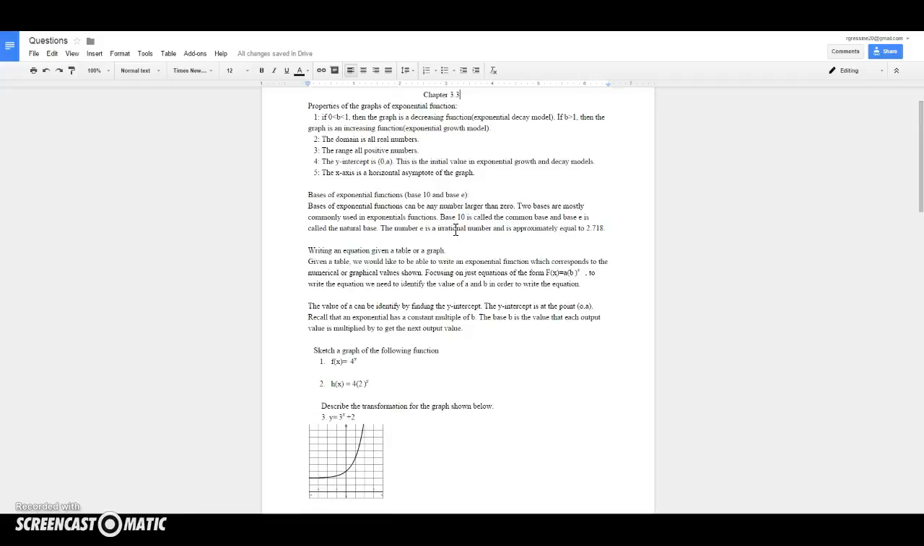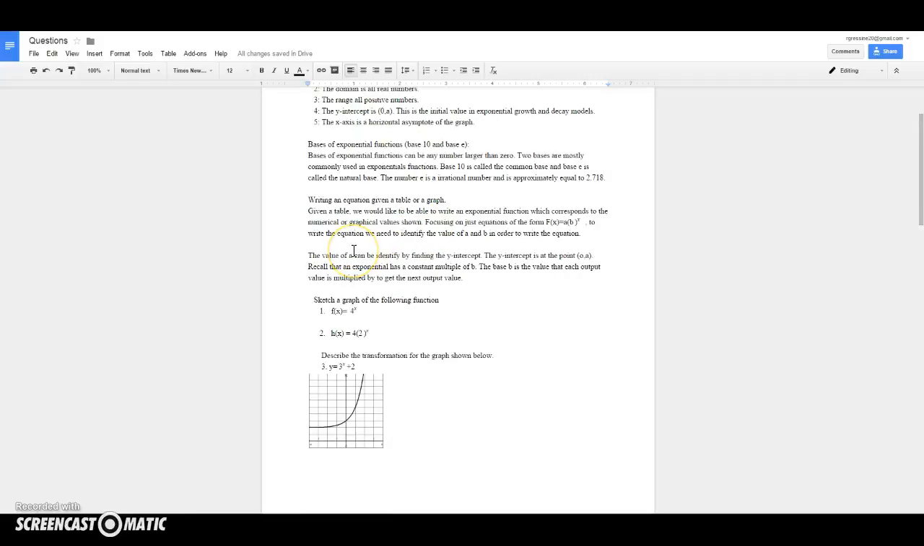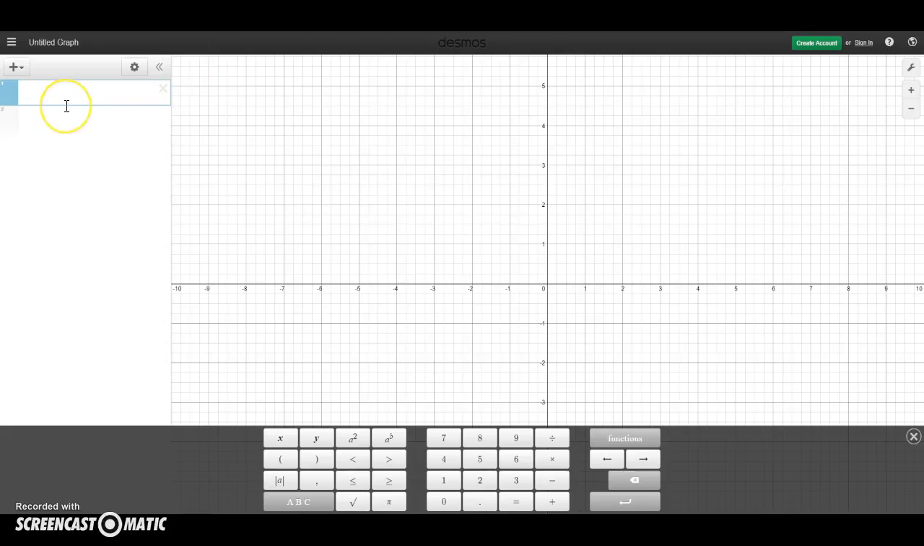Now I will be going over some exercises. For the first exercise, we have f of x equals 4 to the exponent of x. Since I'm doing this online, I'm going to be solving it using decimals. So here, y equals 4 to the x, and this is the graph, and this is how you graph it.